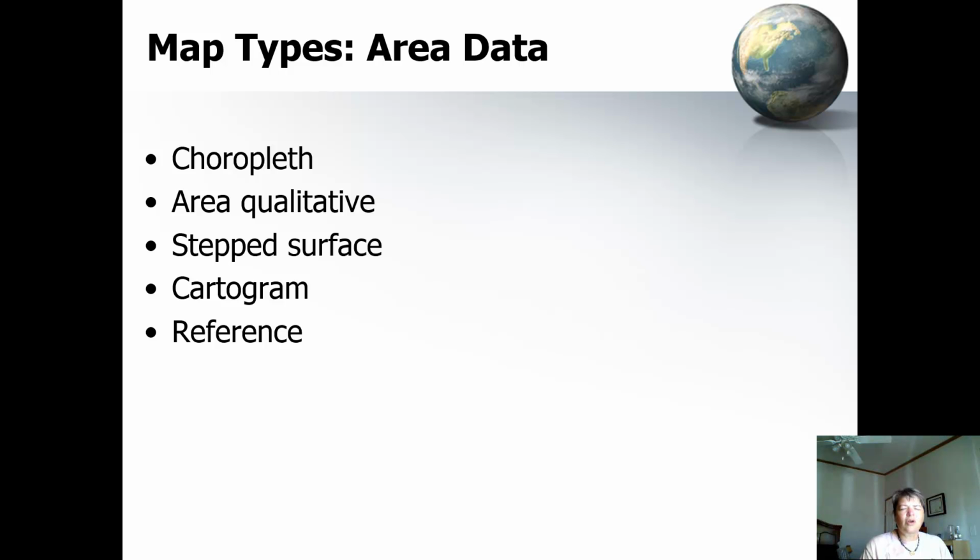There's the choropleth map. I always mispronounce that. It's called choropleth, not chloropleth. I always want to say chloro, but I guess I'm thinking Clorox or whatever. We'll look at each one of these, the area qualitative, the step surface, and the cartogram, and then we'll look at the reference map again.